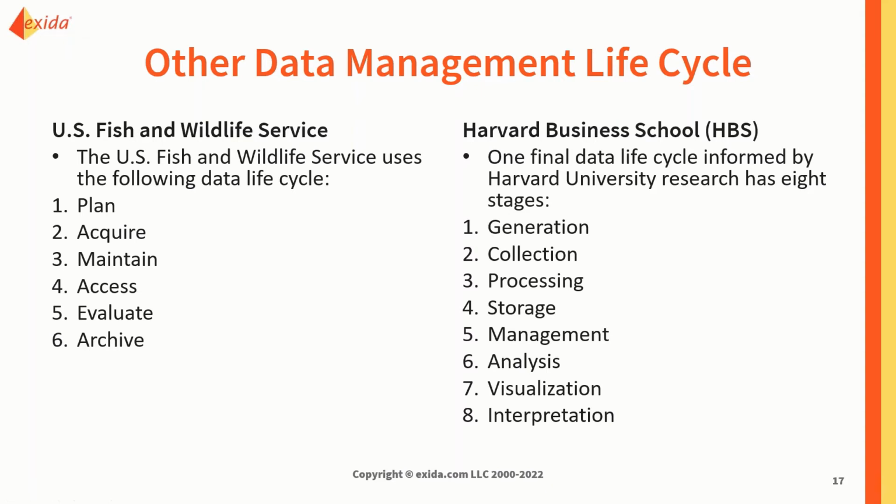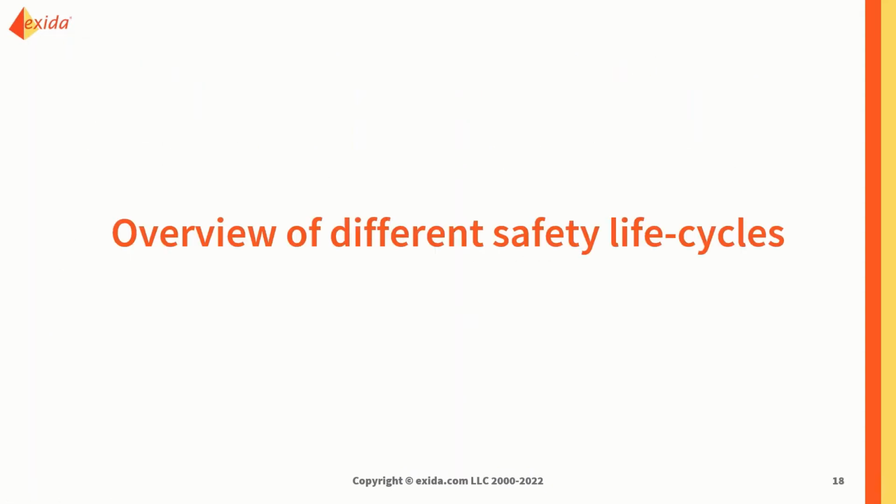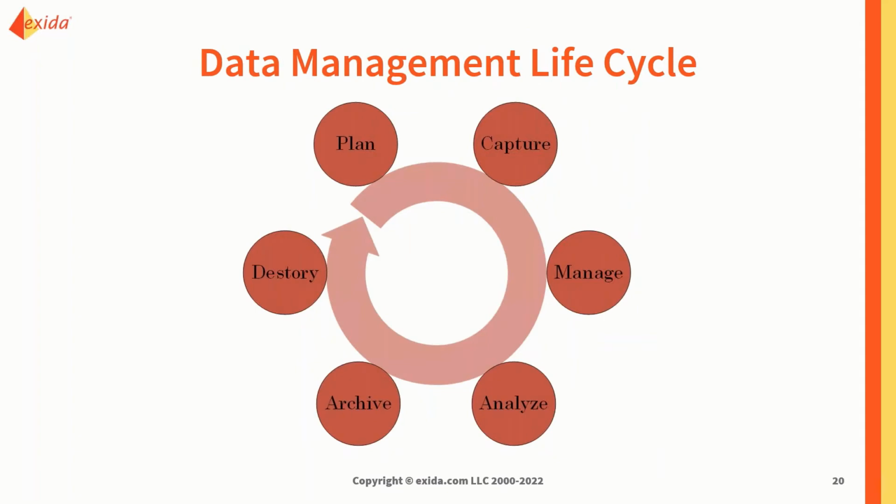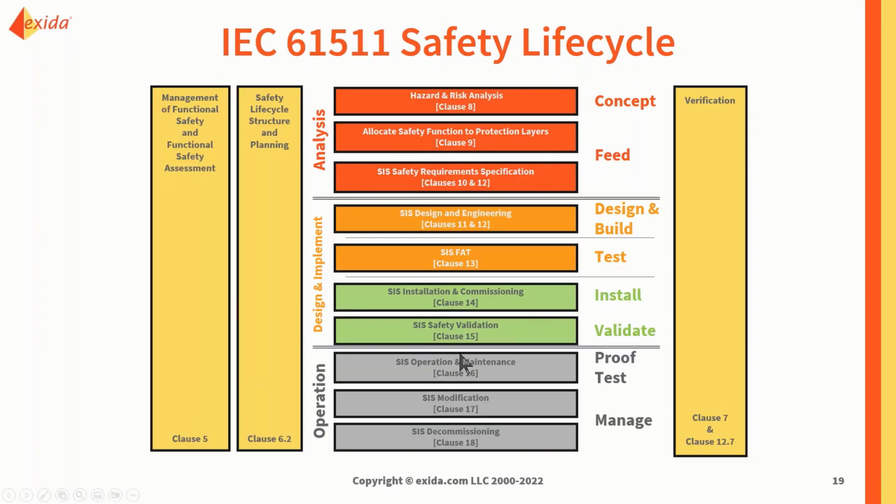Now, that is the basic concept of the data management lifecycle. Let's go into the functional safety lifecycle now to see how different parts of a functional safety lifecycle resonate with those six big bubbles of the data management lifecycle. So this is the IEC 61511 safety lifecycle, which is a little bit different from IEC 61508, but I will be focusing on the process industry today.